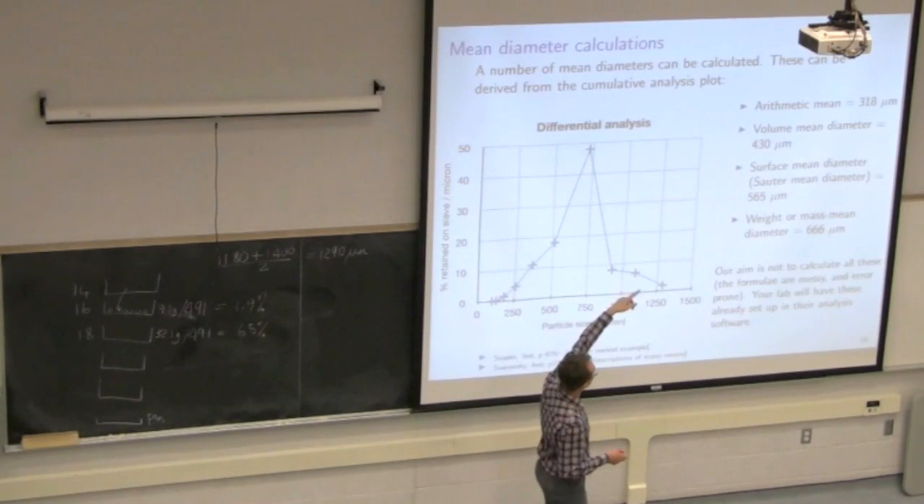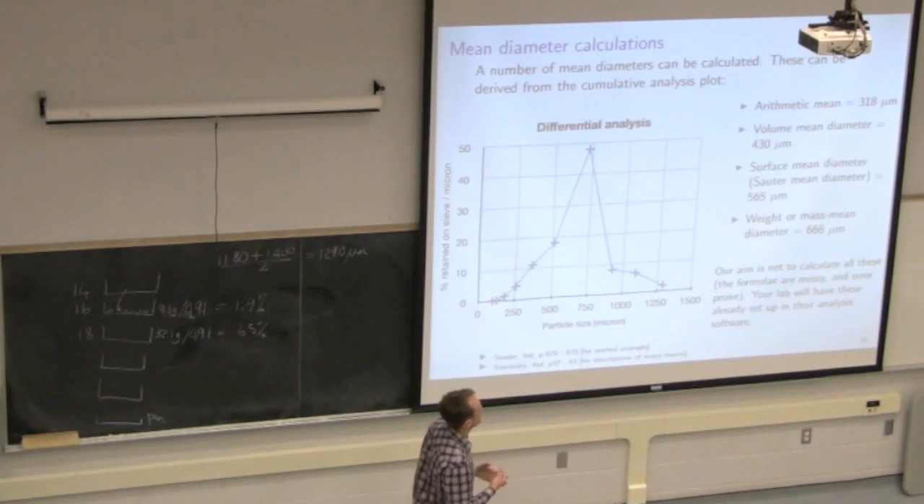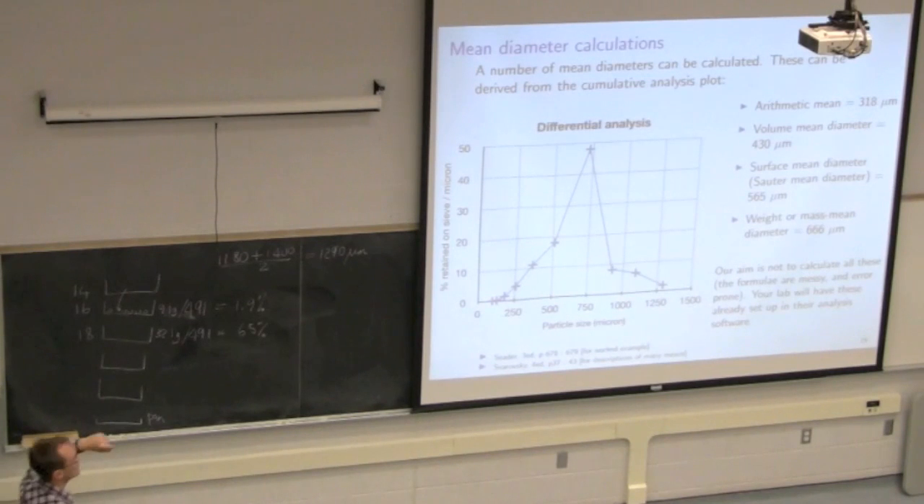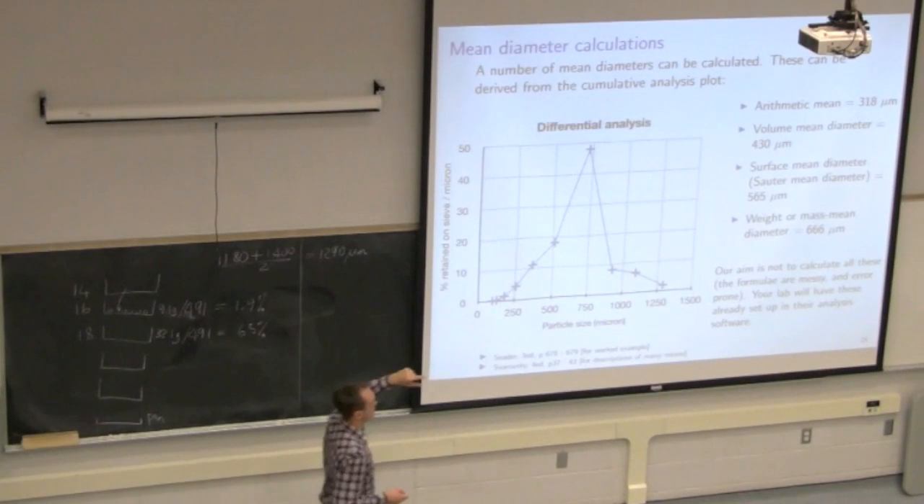So here's four different means that are reported. There's the arithmetic mean, which is a straightforward average of the particle sizes. There's the volume mean diameter, which accounts for the volume of the particle passing through the screen. The surface mean diameter is probably the one that you're most likely to have encountered prior to this course. That's the surface of an equivalent sphere that will pass through the screen's opening.